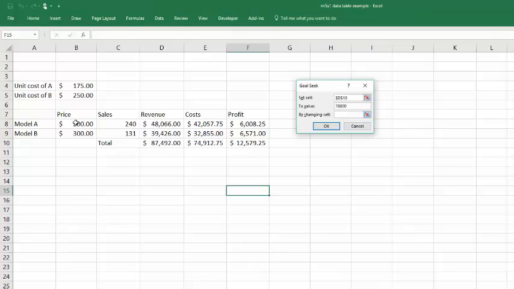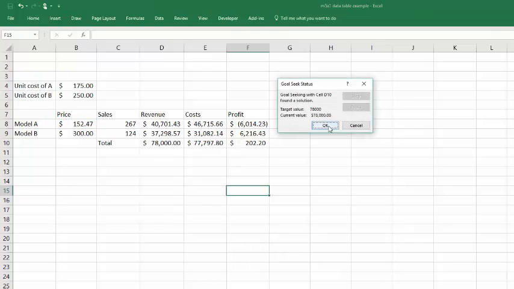We're going to change the price, but we can only change one cell at a time. I'm just going to click the price of A. Now, if you remember, because these are dependent on one another, when I change the price of A, I'm impacting the sales of A and the sales of B. So we can optimize or hit our goal just by changing that one cell. Click on OK. And in just a few seconds, it's calculated to get our revenue of $78,000. We needed to set a price of $152.47 on A, and a price of 300 on B, and we've achieved our revenue.